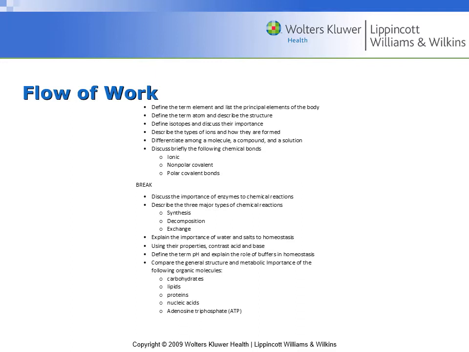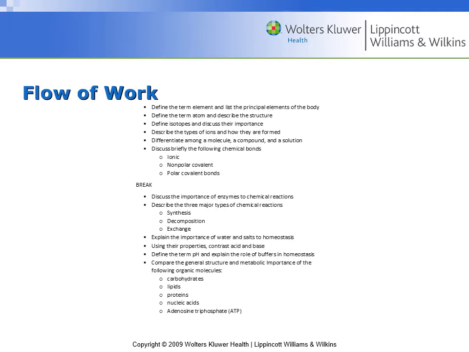So this is just a slide which shows the flow of the work in terms of that which matches up to your course outline. So in terms of things needed, we have, one, definition of the term element and list the principal elements of the body. Secondly, define the term atom, describe its structure, look at isotopes and describe their importance, the types of ions and how they are formed, differentiate among or tell the difference between molecules, compounds, and solutions. Look briefly at the following bonds: ionic, non-polar covalent, and polar covalent.